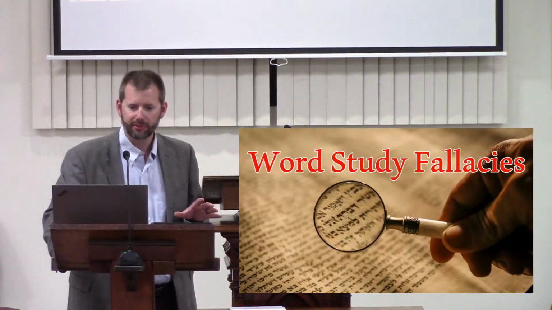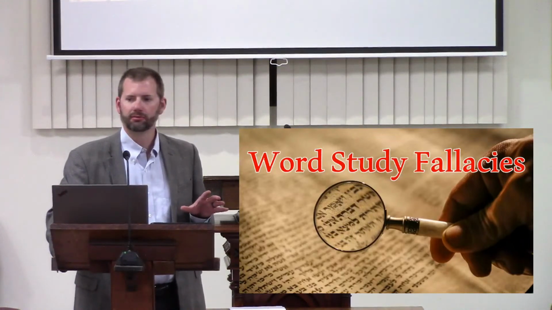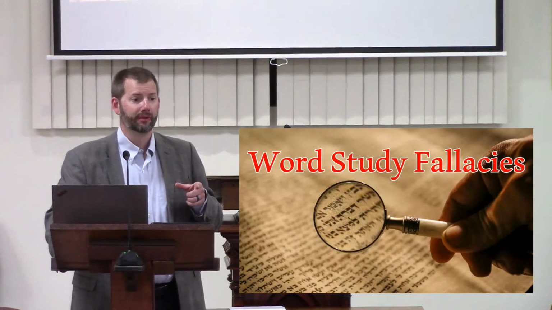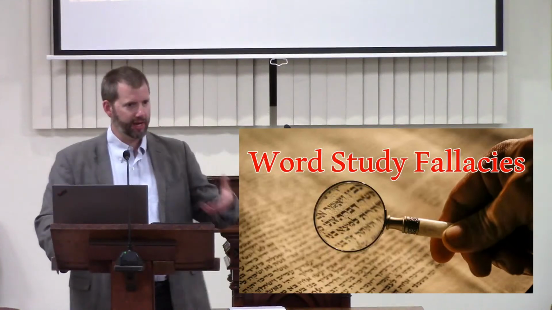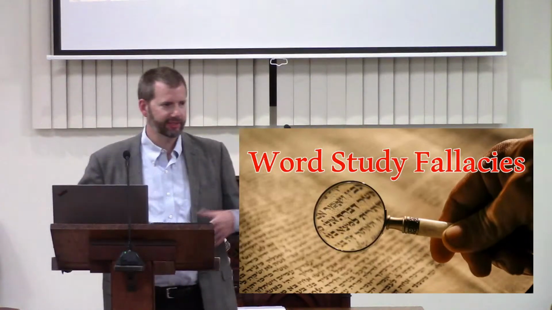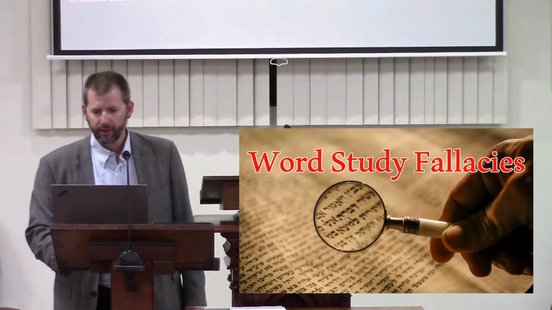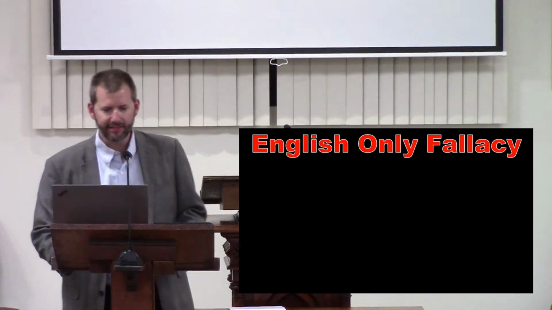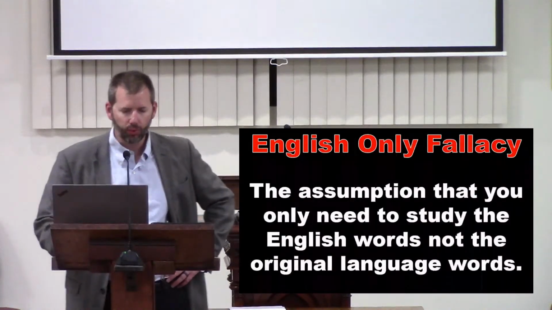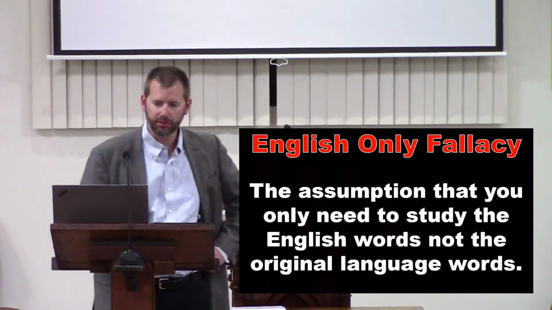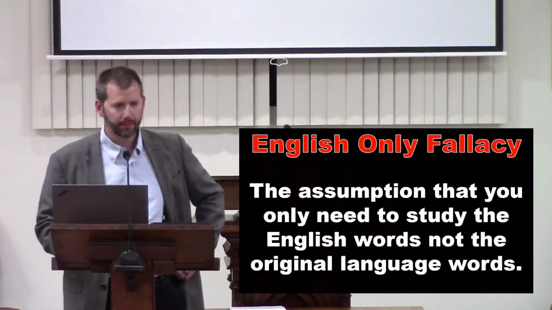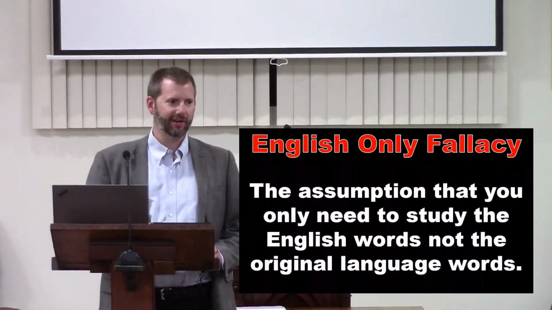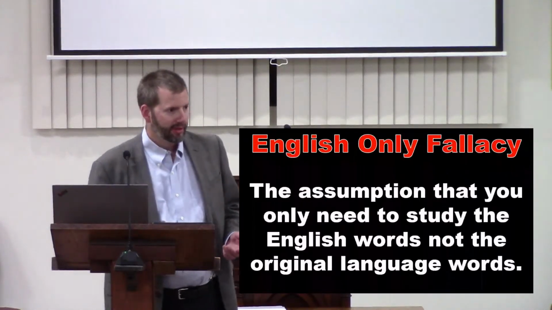So, just to make sure that everybody knows, what's a fallacy? A lie, a fib. Yeah, a fallacy would be a misunderstanding, a lie, a fib, something that's not true. So, the first one is the English-only fallacy. This is the assumption that you only need to study the English words, not the original language words. So, pull out your Webster's Collegiate Dictionary and look up your English word.